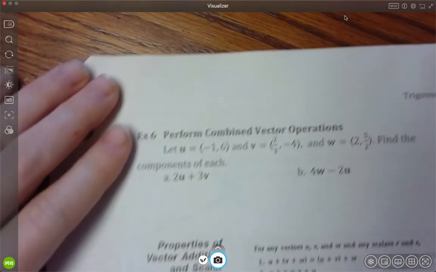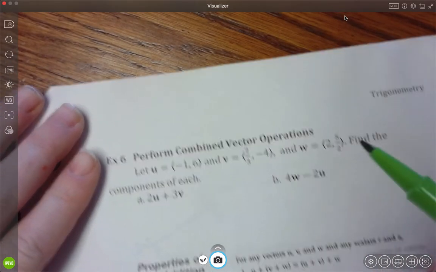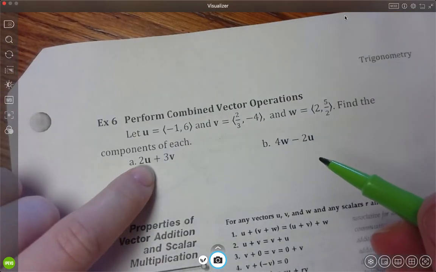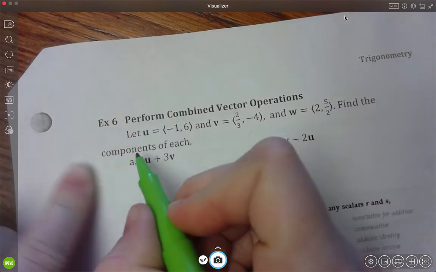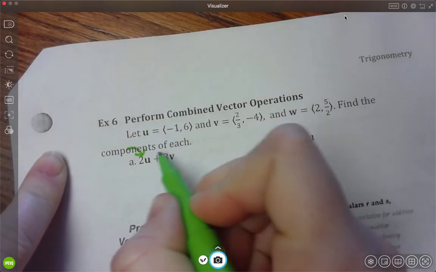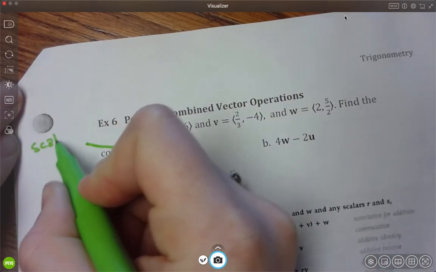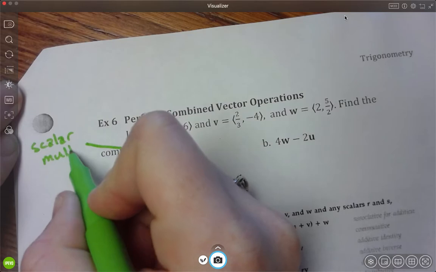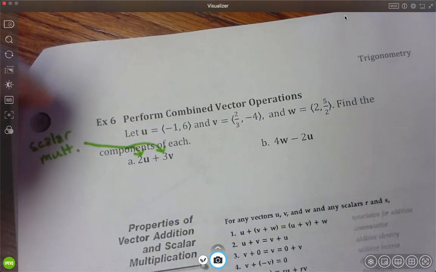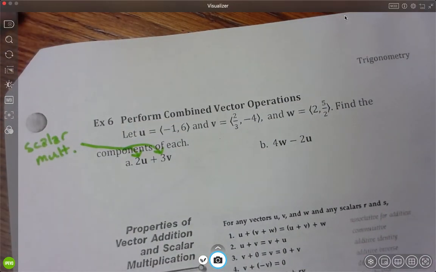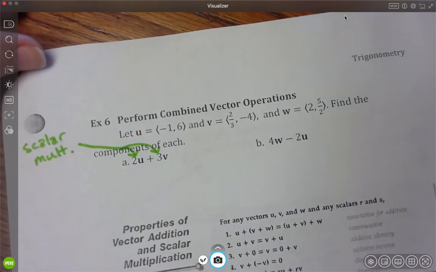All right, let's go to the back side. Now they give us a little bit more complex numbers, but it's kind of the same scenario. So they say 2u plus 3v. Now we have that 2 and that 3 represents that scalar multiplication that we had on the front side, or on the last page, and then we're also doing some vector addition at the same time.